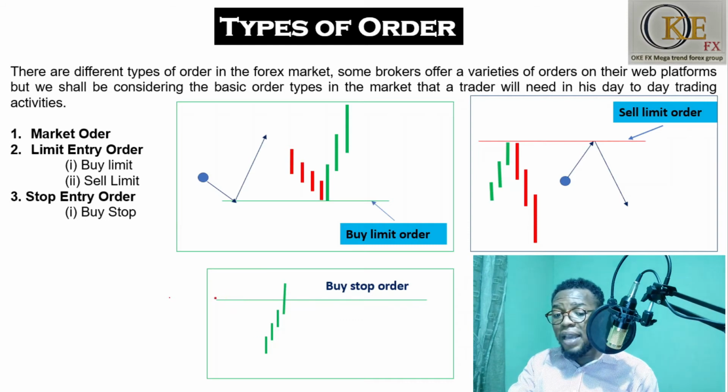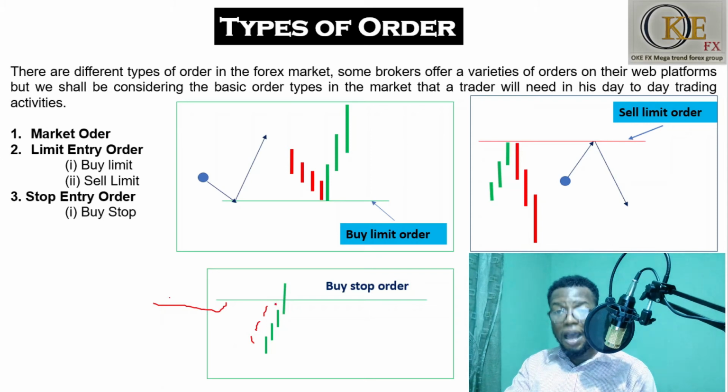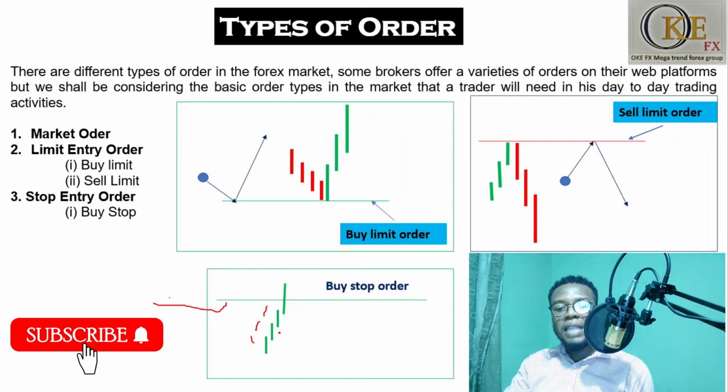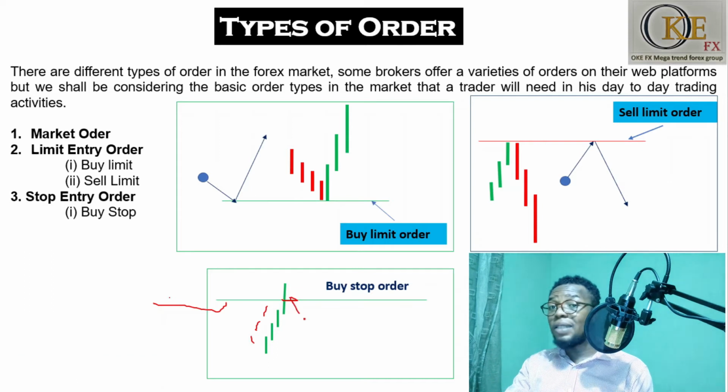Price started its movement from here. I placed my buy stop order somewhere around here, so price got to here, triggered it and continued moving. The advantage is that I expected price to continue to move in this direction, so I place an order above this candle, and the moment it gets there, it triggers and continues moving in my direction. But the disadvantage here is this: price may hit this place, trigger the order, and start falling, and when it starts falling, I'm in a huge loss.